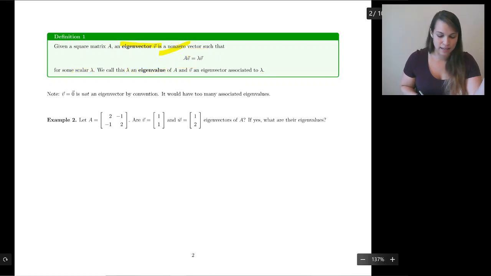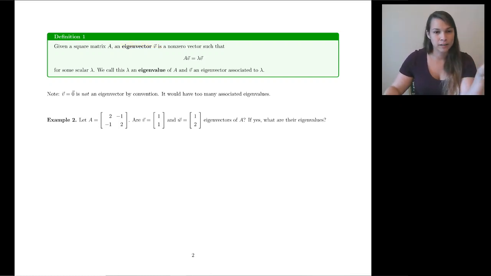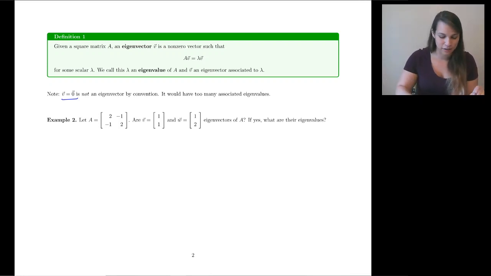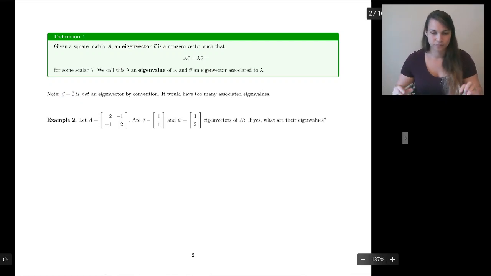Okay, so this is a special phenomenon, and we are interested in it. Note, real quick, v equals 0 is not an eigenvector by convention, because then every number would be an eigenvalue, and that's too many eigenvalues for one eigenvector.